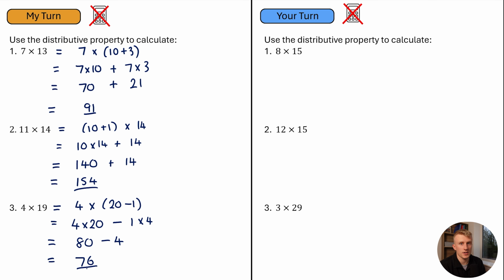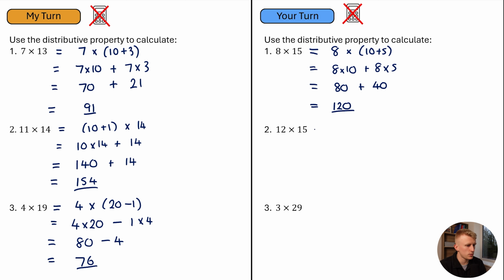Pause the video and give these questions a go. Use the distributive property to calculate 8 multiplied by 15. So I can split apart my 15 into 10 add 5. And I can do 8 lots of 10 and then add on 8 lots of 5. 8 lots of 10 is 80. 8 lots of 5 is 40. 80 add 40 is 120.